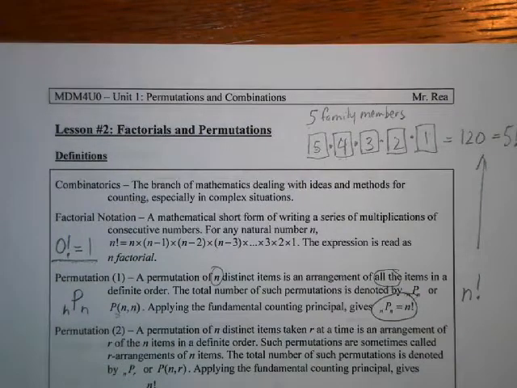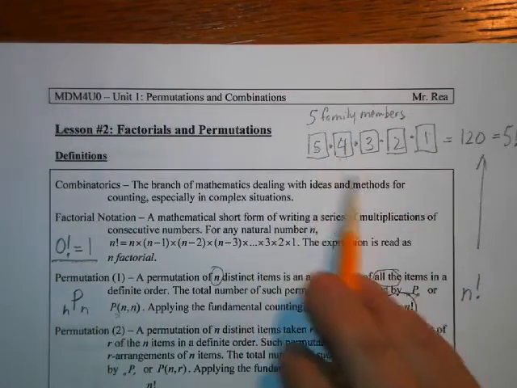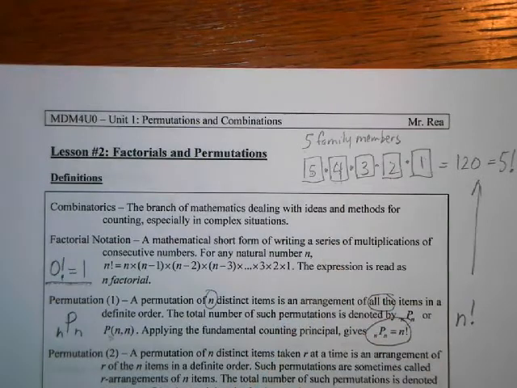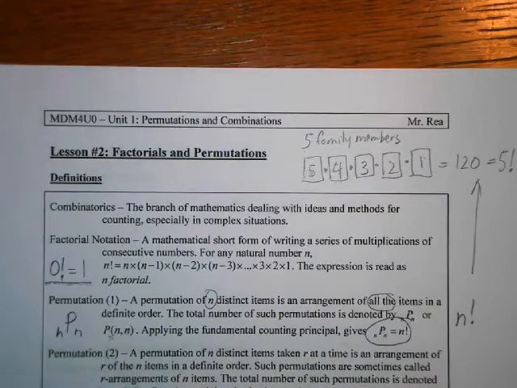Now, there's a second definition of permutation. Sometimes maybe if I alter this example up here, so say we had the 5 family members, but maybe we just want to pick 3 of the family members in each picture. So how many ways can we pick 3 family members in a photo? So that's what this takes into account now.